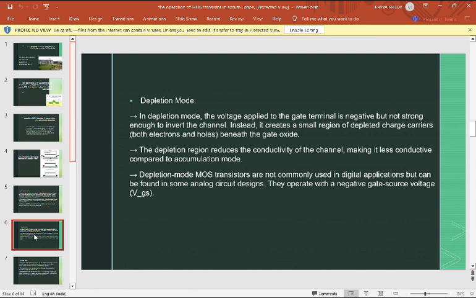In depletion mode, MOS transistors are not commonly used in digital applications but can be found in some analog circuit designs. They operate with a negative gate-source voltage, that is also called VGS.